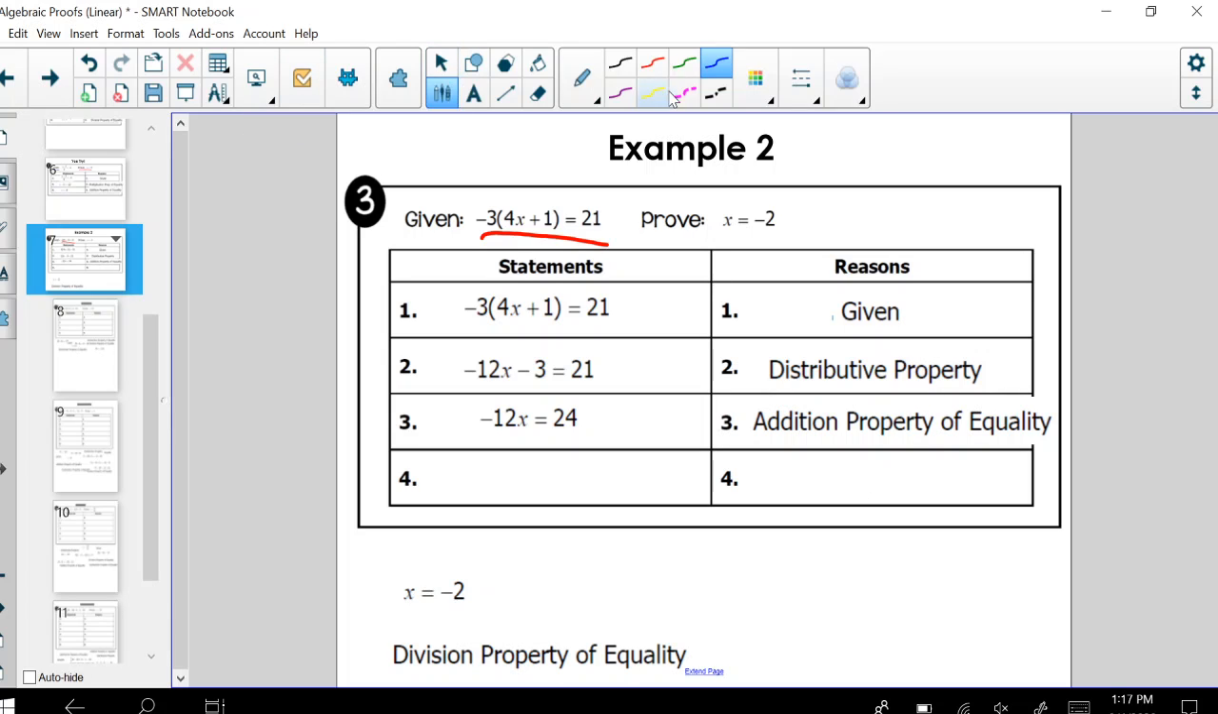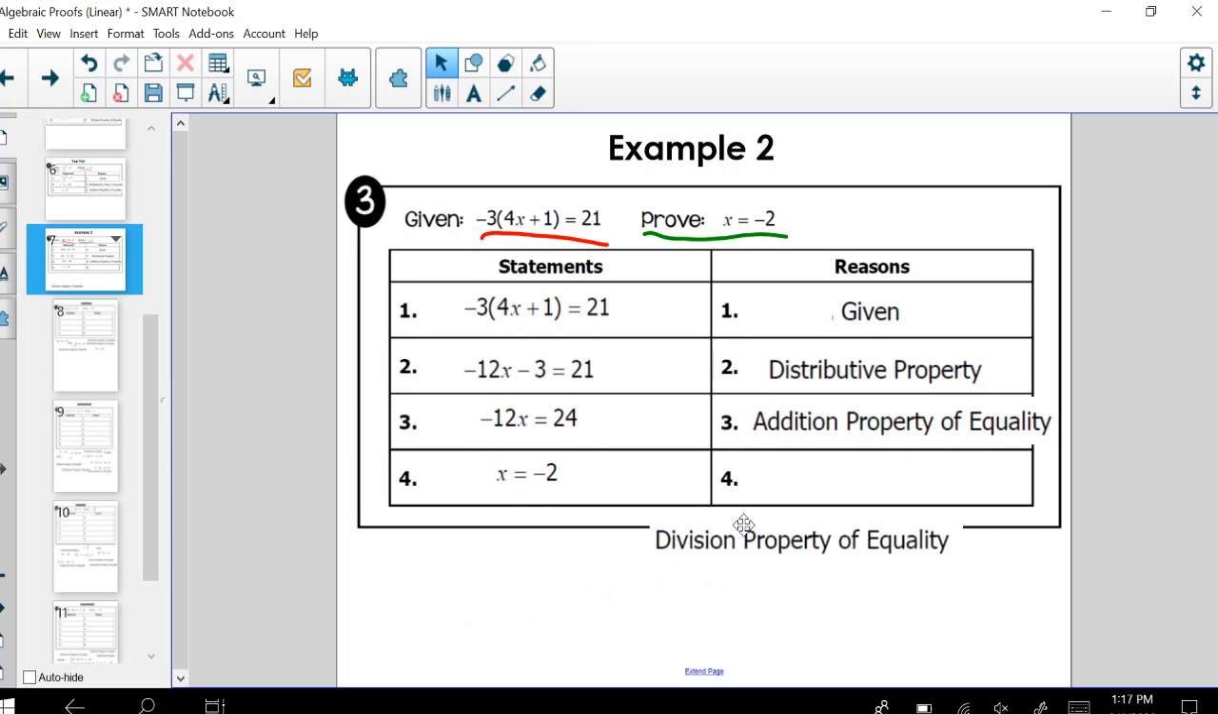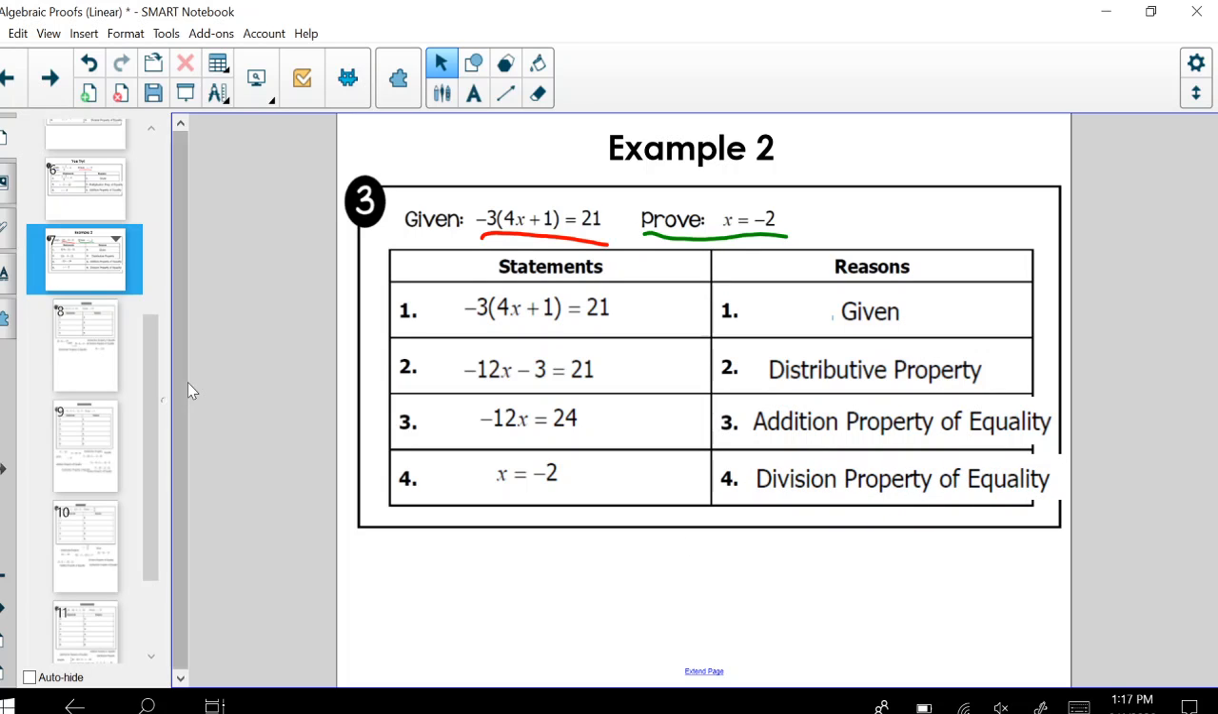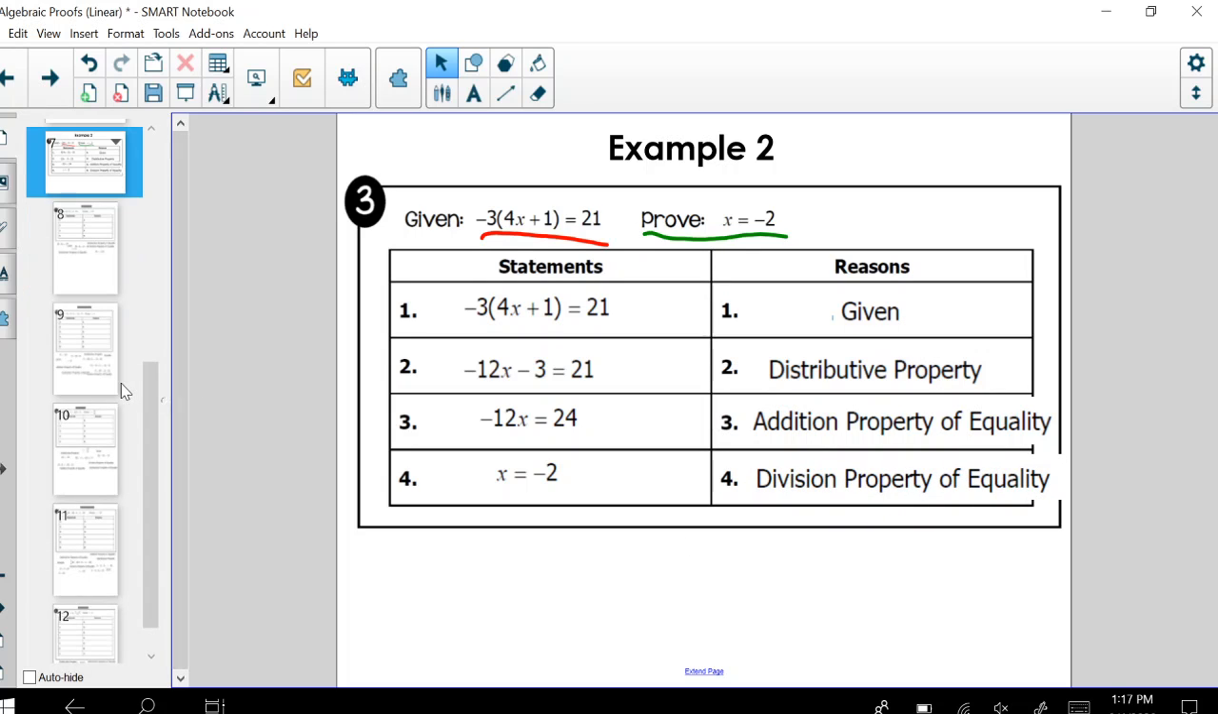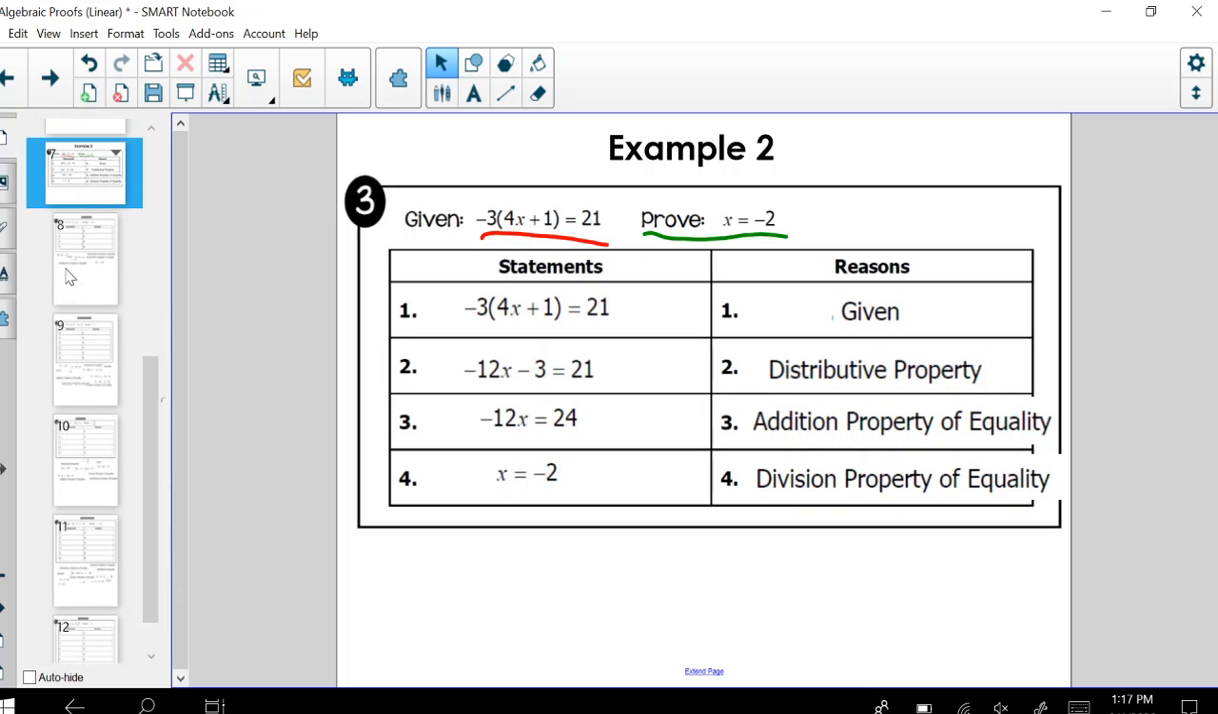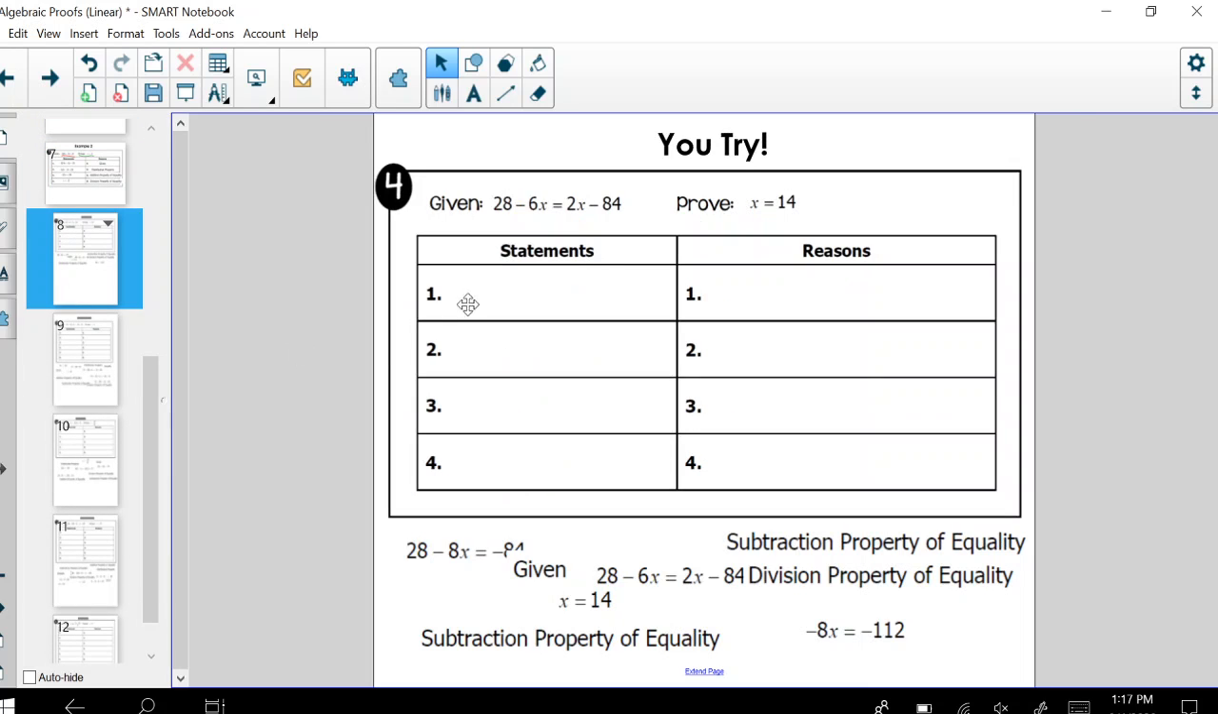And that brings me down to the bottom where I have to prove that x equals negative 2. So I get down to x equals negative 2. Now, how did I go from step 3 to step 4? I divided both sides by negative 12, which would be my division property of equality. Okay, we'll go through one more of these right now.